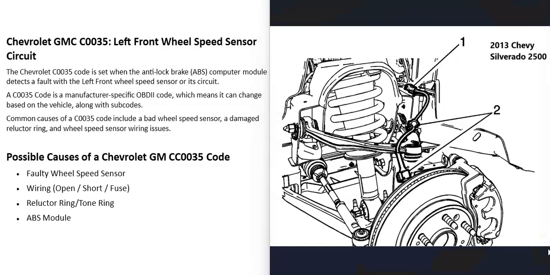And the left front wheel speed sensor location is going to be when you're sitting inside the driver's seat. When you sit inside the driver's seat, it's going to be the left one from that location. So it's going to be at the driver's side front wheel.